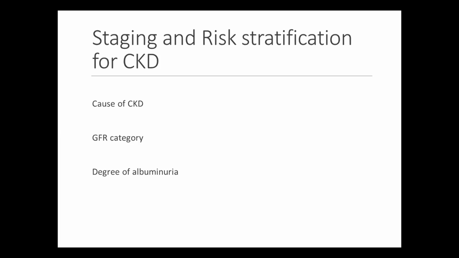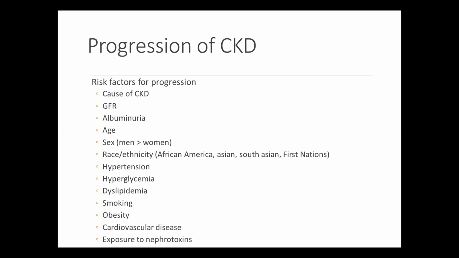Albuminuria is also important, and the degree of this is essential to know, and we'll discuss this a little bit more in a few minutes. But a lot of other factors contribute to the risk of CKD progression as well. So you can see here that age, sex, ethnicity, and hypertension and glycemic control, smoking, etc. are very important in understanding the overall risk of individuals who may progress to CKD.